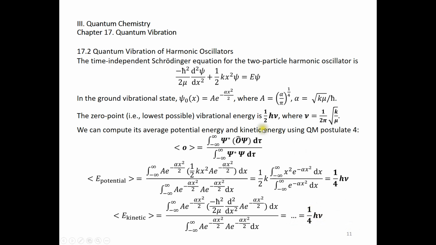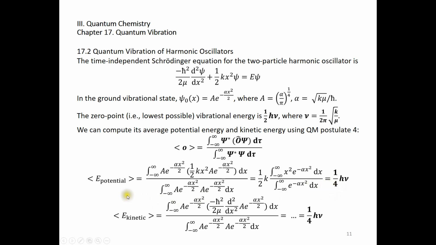So the vibration energy is 1/2 h nu. It's evenly distributed to the potential energy and kinetic energy. They each have 1/4 h nu on average. Again, this is just the average value.